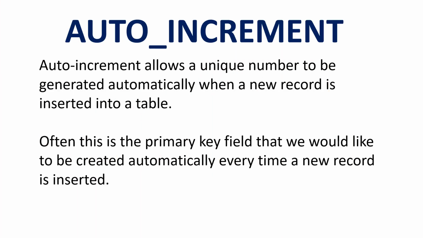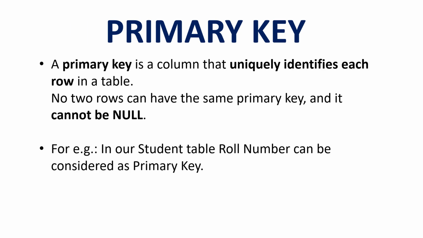Auto-increment allows a unique number to be generated automatically when a new record is inserted into a table. Often this is the primary key field that we would like to be created automatically every time a new record is inserted. A primary key is a column that uniquely identifies each row in a table. No two rows can have the same primary key, and it cannot be null. For example, in our student table, roll number can be considered as primary key.